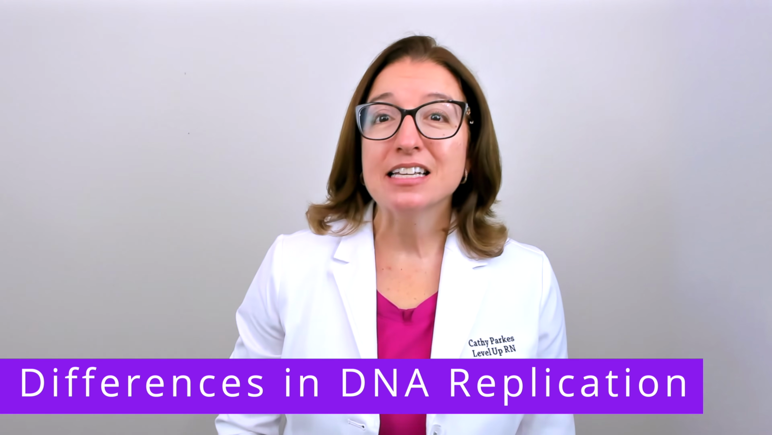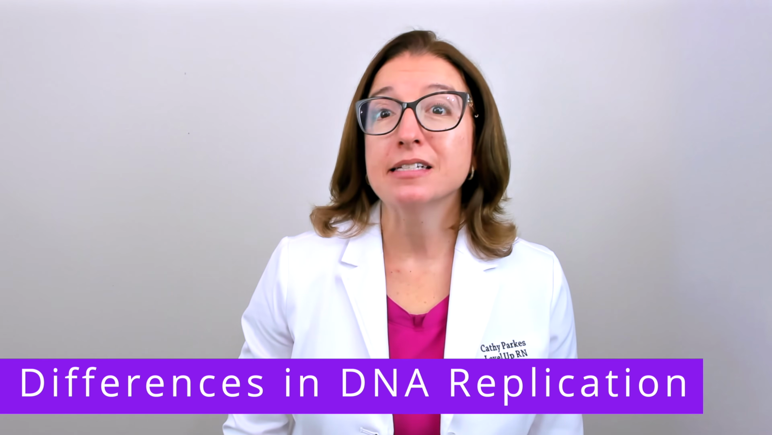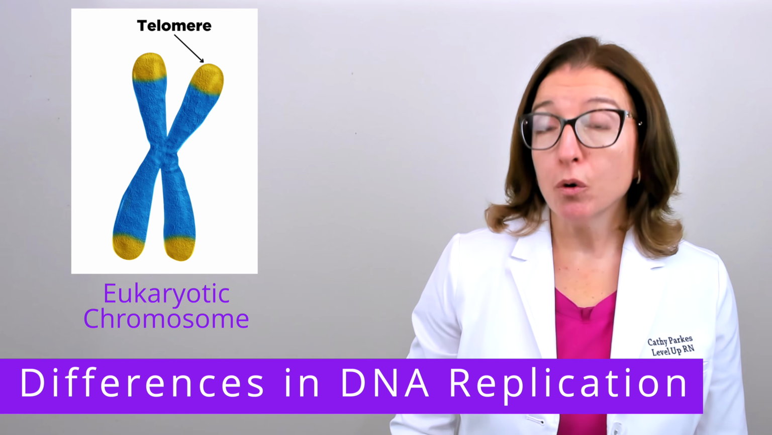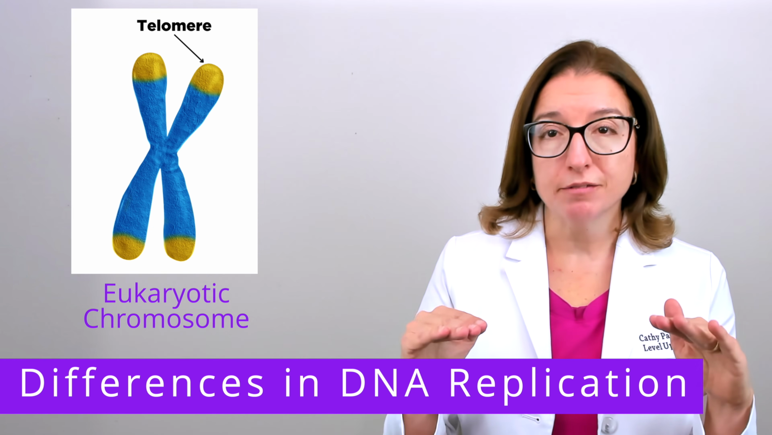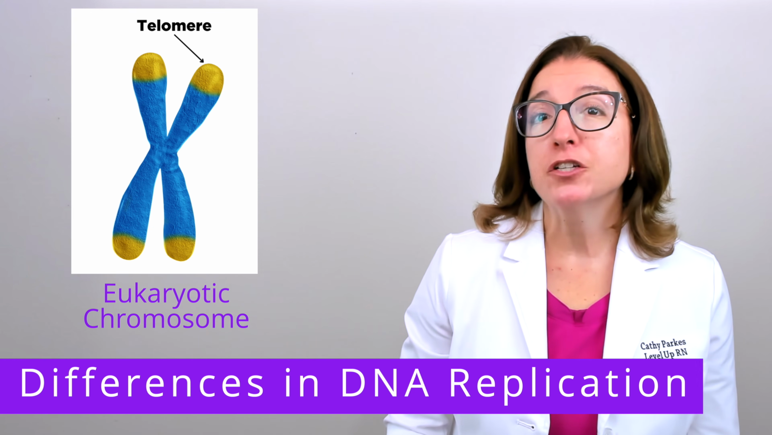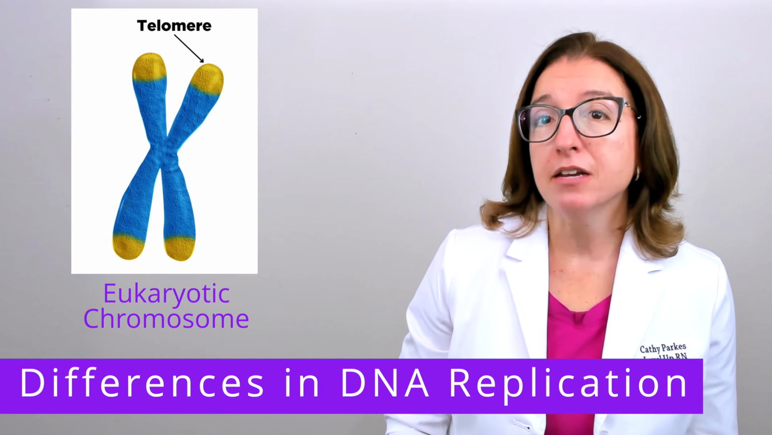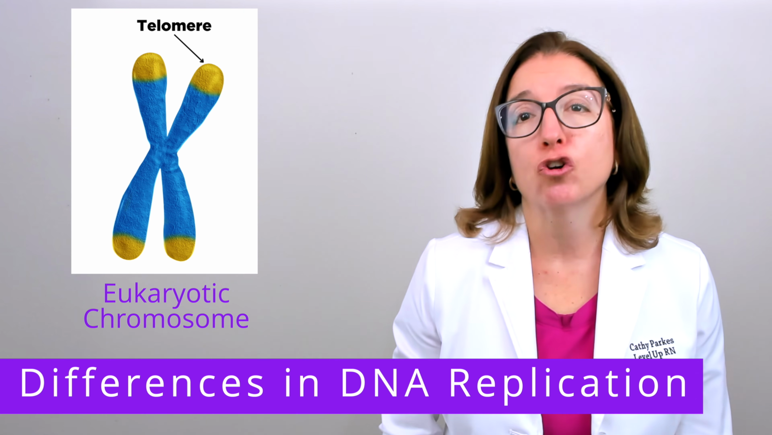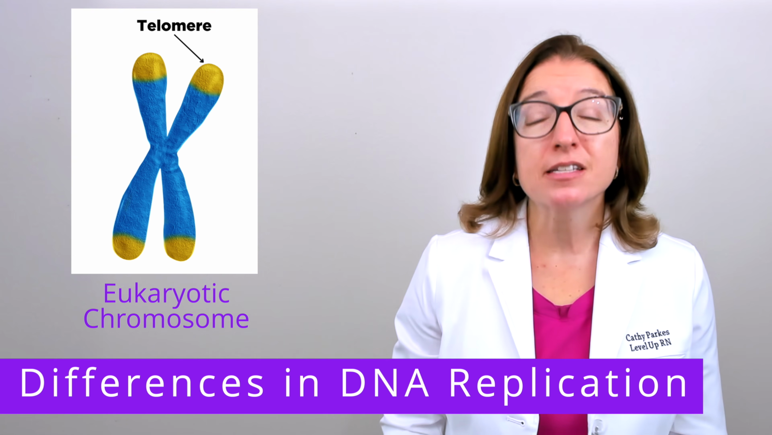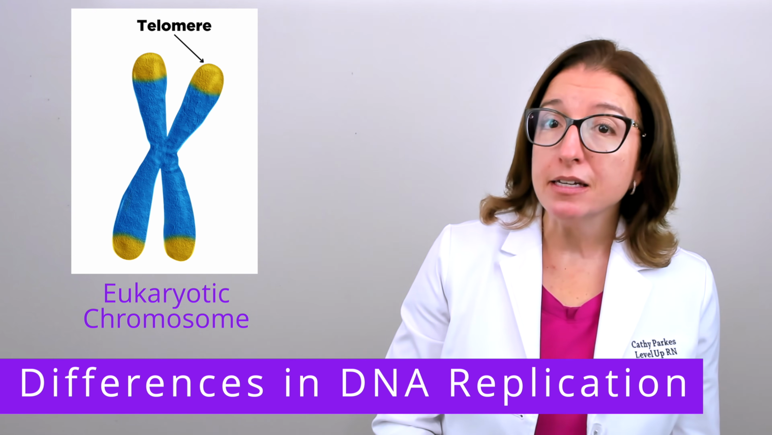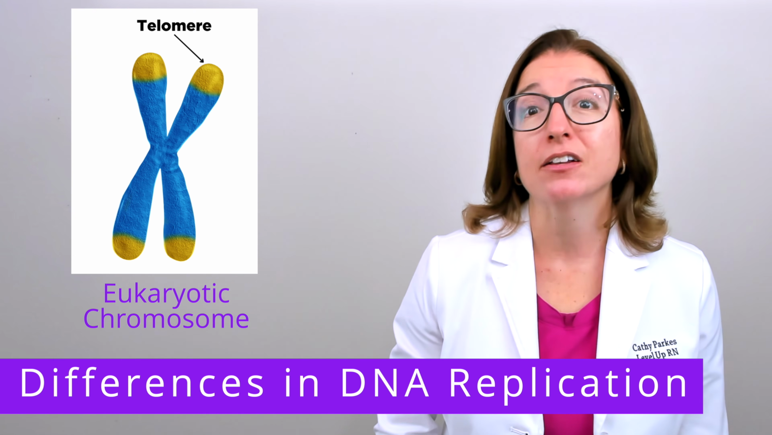Another key difference is that eukaryotic chromosomes contain telomeres, whereas prokaryotic chromosomes do not. So, telomeres are regions of non-coding repetitive sequences at the end of the chromosomes. And these regions help to protect coding sequences from being lost during cell division.